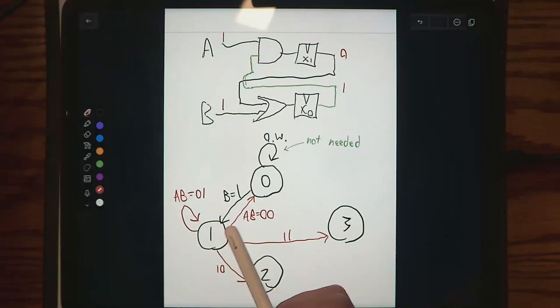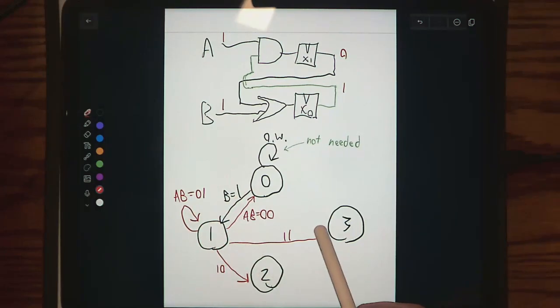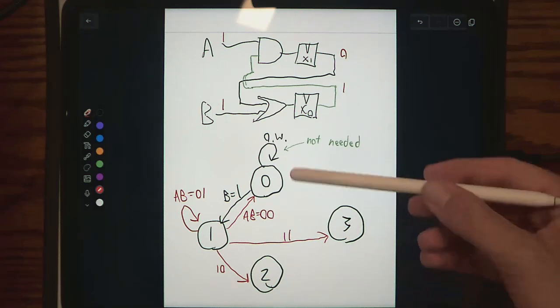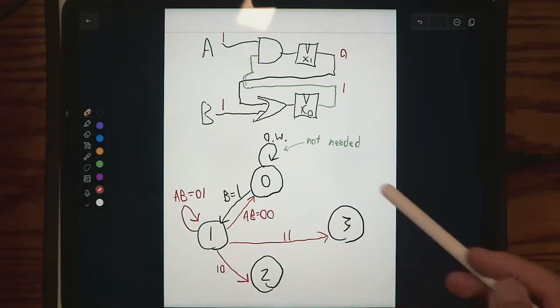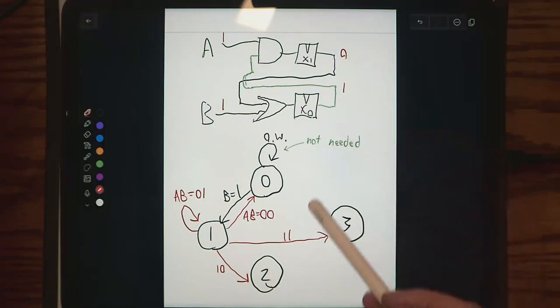AB will just determine exactly what state it goes to. So if AB is 0, it goes to 0. If AB is 1, it goes to 1. If AB is 2, it goes to 2. If AB is 3, it goes to 3. Not something that is entirely recognizable if we just had a big truth table. Now we can very clearly see, oh, okay, so that's what happens when AB equals that. So this is a very visual and useful way of looking at all the possible states.